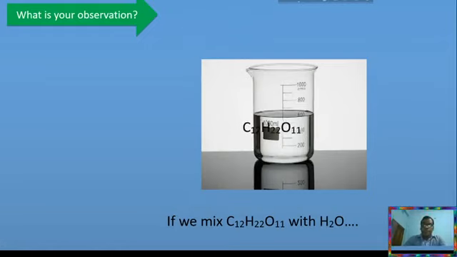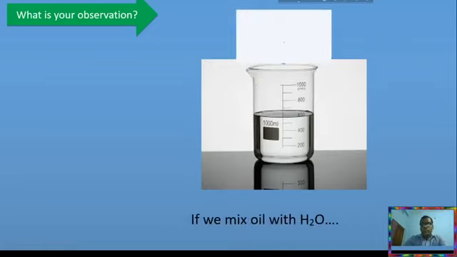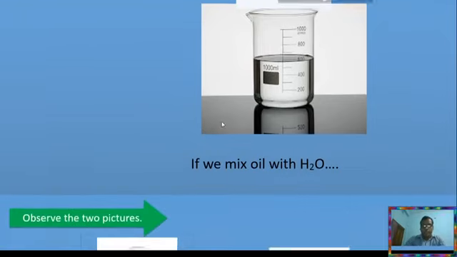If we mix oil with water, what will happen here? Because oil will be unable to dissolve in this water. Okay, it will not mix with water.